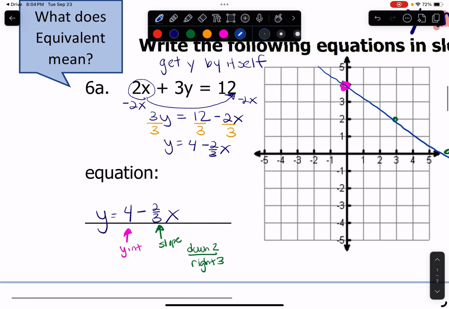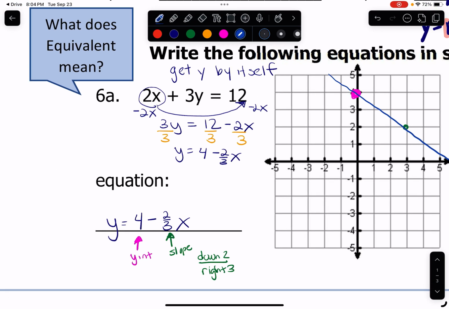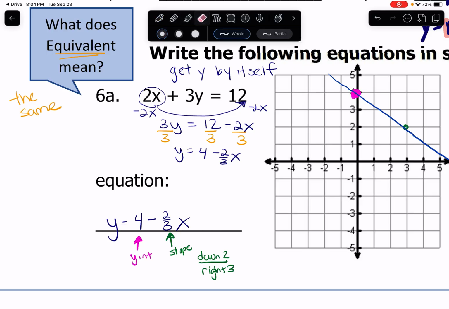Okay, so let's go back to this question in the beginning. It says, what does equivalent mean? Equivalent means that they're the same thing. So equivalent means the same. They are the same. So what I mean by that, let me erase this here. Here we go. Let's look at what we started with. We started with 2x plus 3y is equal to 12. And we solved, and we got y was equal to 4 minus 2/3 x.